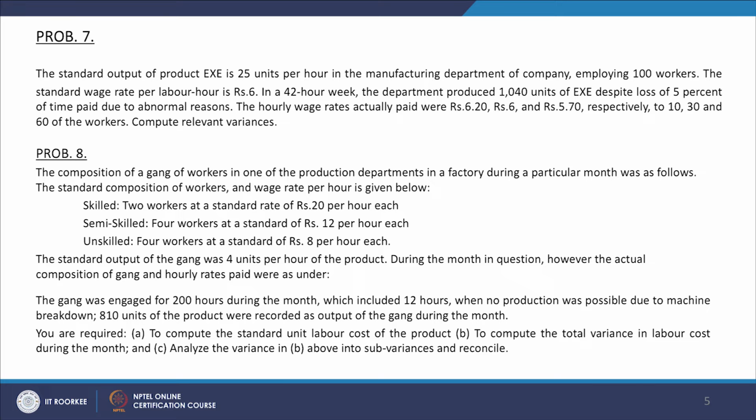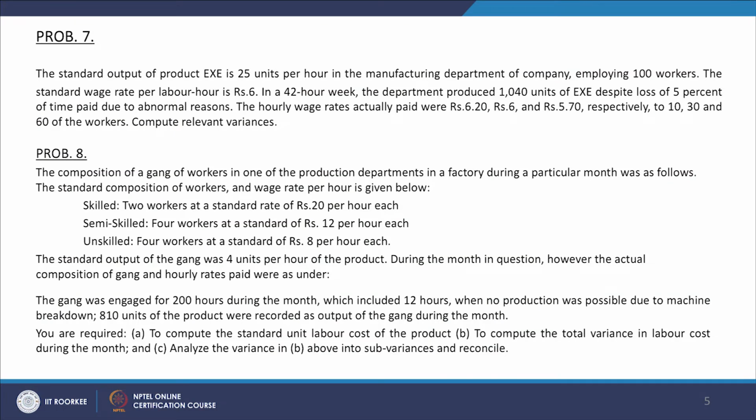Because the role of the skilled worker is different, the role of the semi skilled worker is different, the role of the unskilled workers is different, right. So, all these 10 workers are not yet producing, but they are expected to produce. The standard output of the gang was estimated so that these 10 workers working together, performing their different roles for manufacturing in 1 hour, are standardized to produce 4 units together, right.